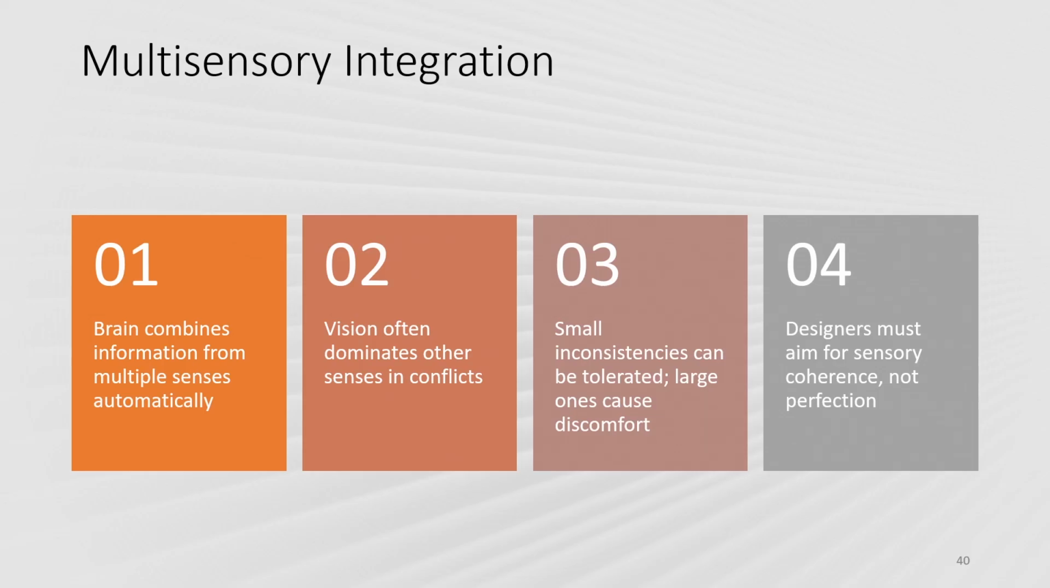So, we have seen various kinds of displays. We have seen aural displays, visual displays, and finally, we have talked about haptics. The brain combines information from all of these senses in our day to day world. Vision usually dominates other senses in conflicts. So, vision is usually our dominant sense, and usually we can tolerate small inconsistencies when we are transforming that into XR systems. Large inconsistencies usually cause discomfort. So, what we should aim for as designers of immersive worlds is sensory coherence. It need not be perfect.